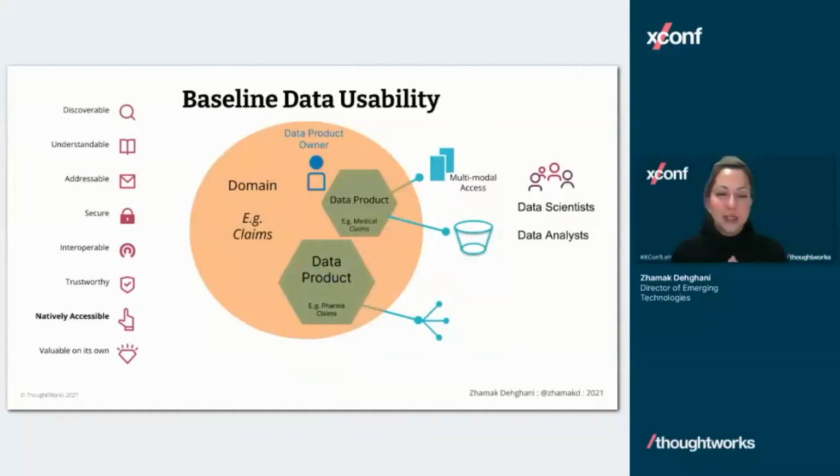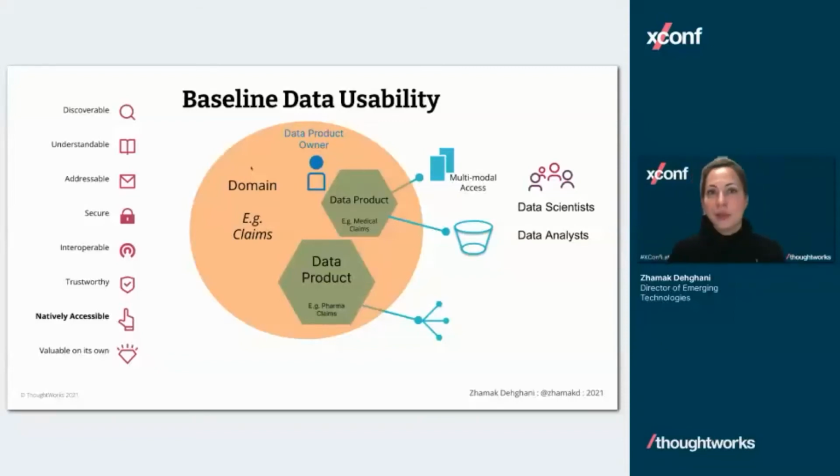Like you have your claims, pharmacy claims and medical claims, all of these claims that you hope your insurance will pay you back. In that domain, you have a product owner. But for those data products to be useful and valuable to their users, who are data scientists and data analysts, they need to provide data in a shape that is natively accessible to those folks, right?